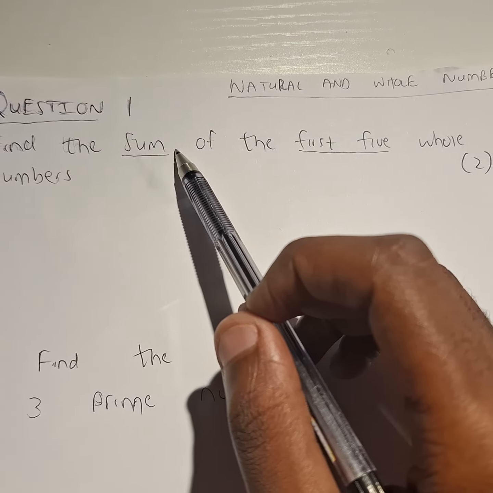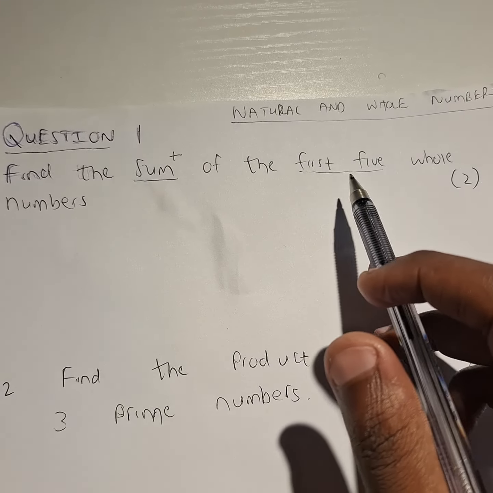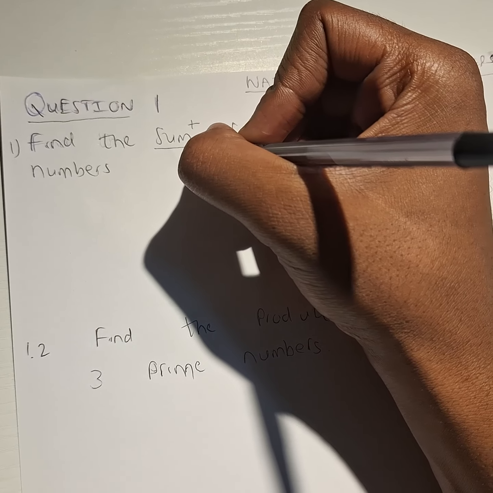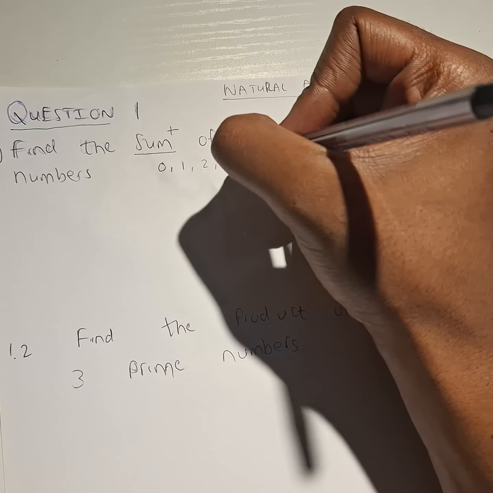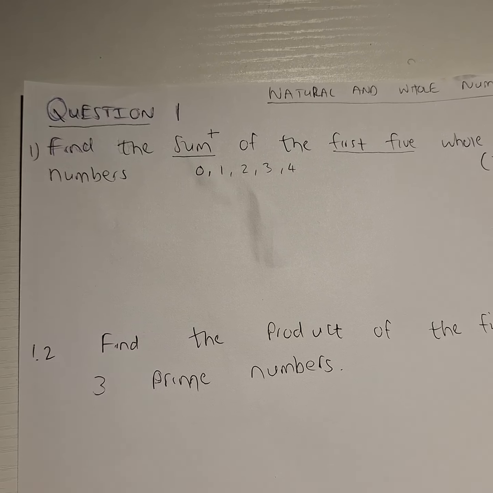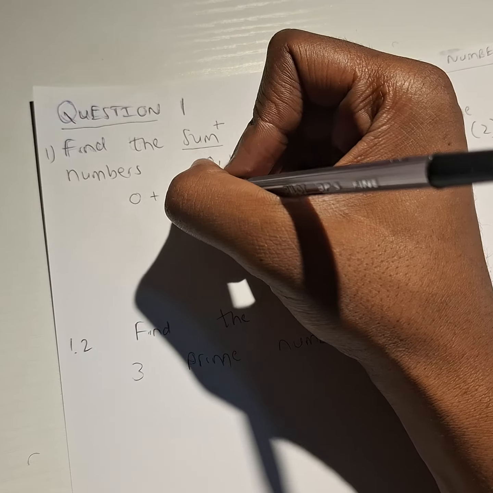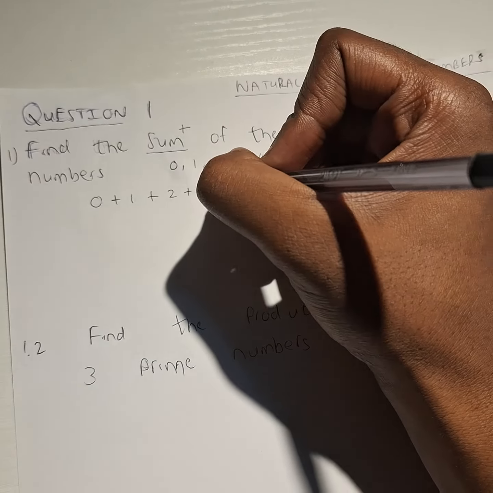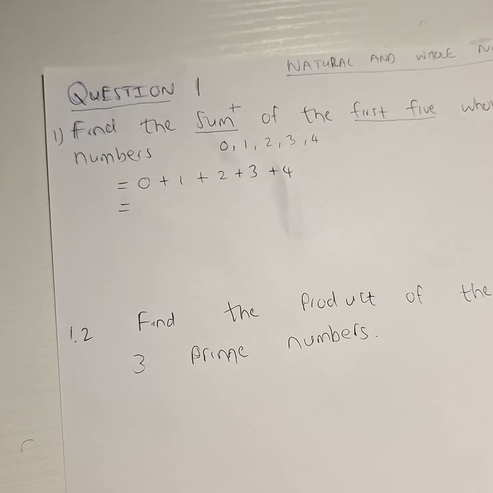But they want us to find the what? The sum. Sum means addition of the first 5 whole numbers. The first 5 whole numbers would be 0, that's our first one. 1 would be the second one. 2 would be the third. 3 would be the fourth. 4 would be the fifth. So they want us to find the sum. That means 0 plus 1 plus 2 plus 3 plus 4.